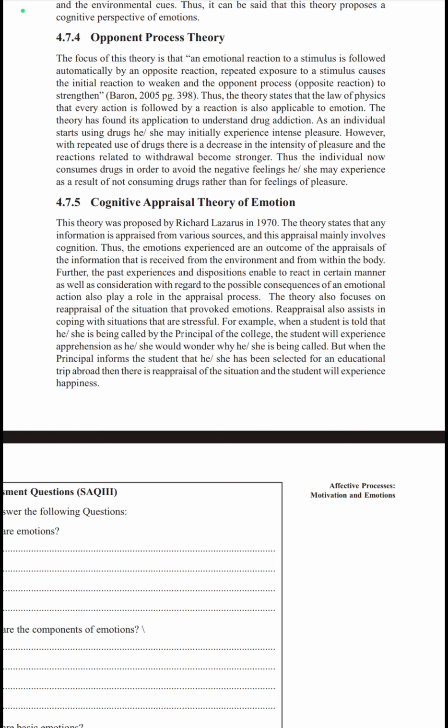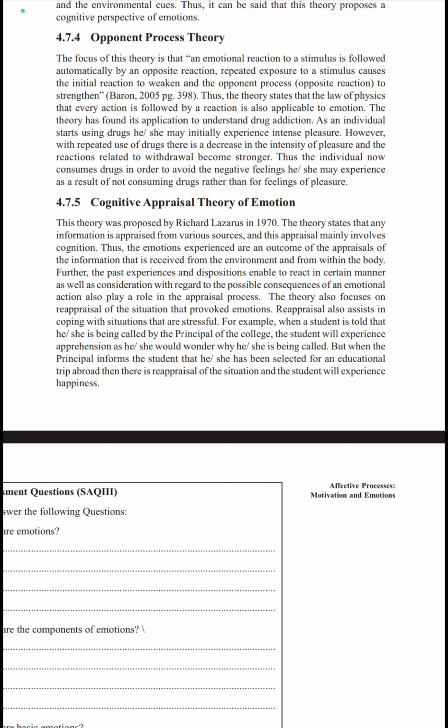So this is what the cognitive appraisal theory of emotion says. It says that the information that we receive from outside and the information that we receive from our body and from our past experiences, they help us to interpret the outcome of an emotion. This helps us to interpret what kind of emotion should be considered in this situation, or what kind of emotion we should apply. I mean, it's basically our brain. We cannot choose what emotion to apply. Our brain chooses what kind of emotion we should take. So the theory also focuses on the reappraisal of the situation that evoked emotion.